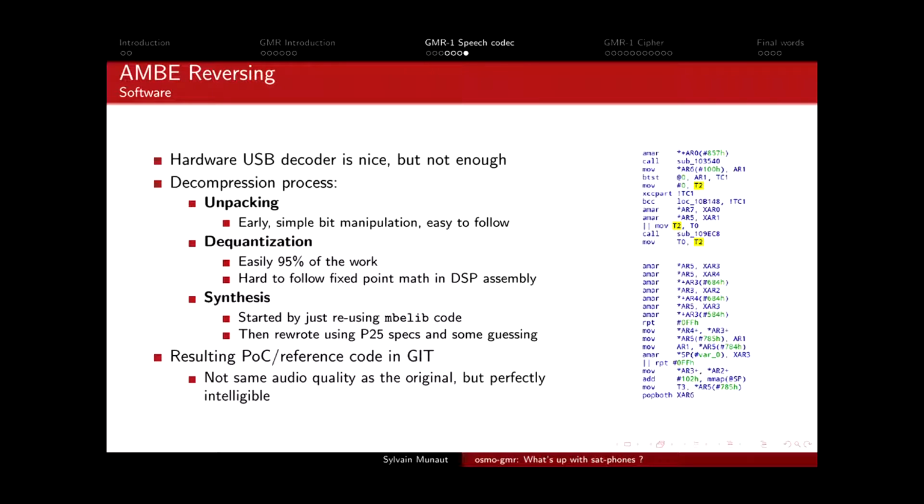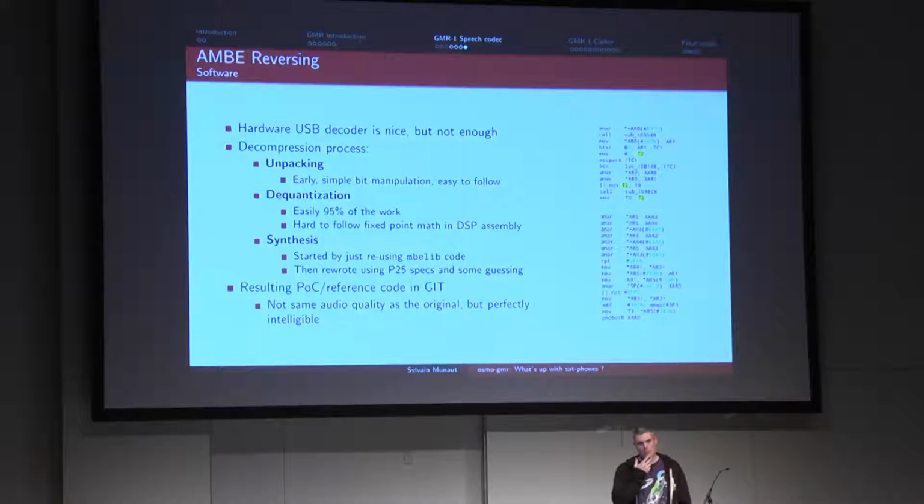As I said, to reconstruct audio, you have 3 main steps. The first one is unpacking, and it's basically bit shuffling. This is the first thing the codec does, which means it's really easy to find, and really easy to follow, so no problem there. The second step is dequantization. And that took like 95% of the work because it's a lot of math. It's all written in DSP assembly in fixed point. And sometimes you're looking at a function, and to figure out what that function does, you basically have to run it with different parameters to see what that thing computes.